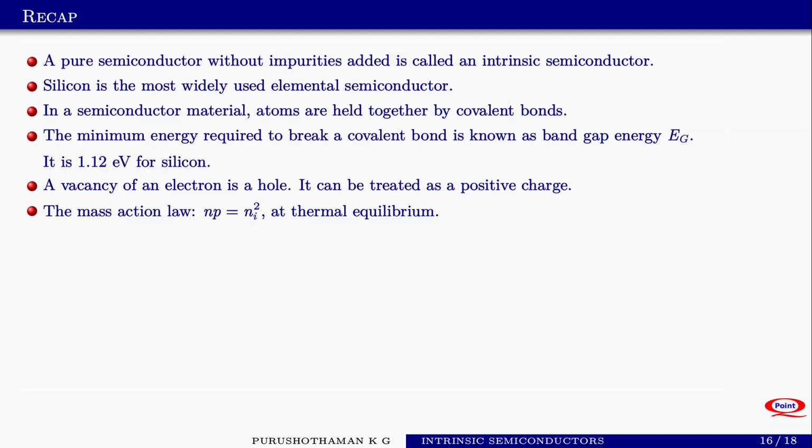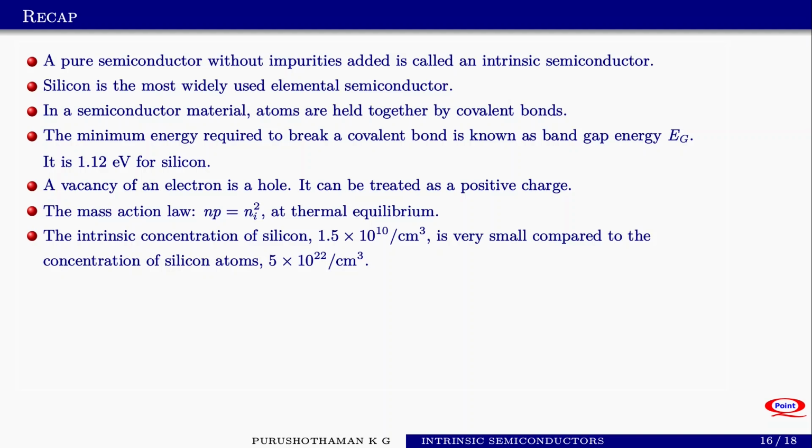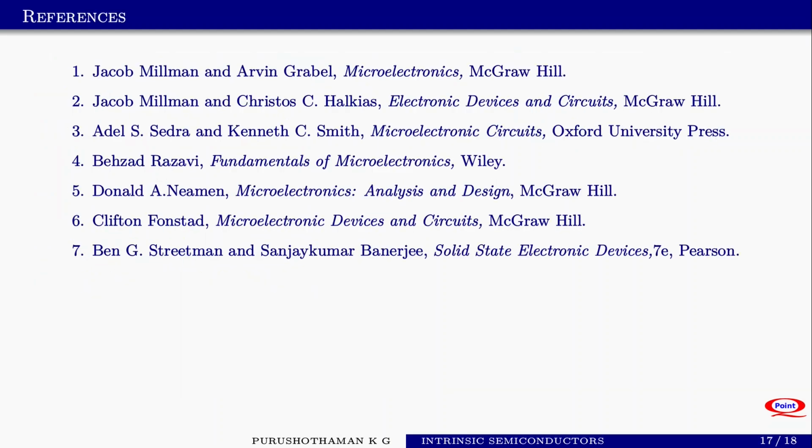The mass action law states that n times p equals ni squared at thermal equilibrium. The intrinsic concentration of silicon is 1.5 × 10^10 per cubic centimeter, which is very small compared to the concentration of silicon atoms, which is 5 × 10^22 atoms per cubic centimeter. Electrons have higher mobility than holes. These are the references.